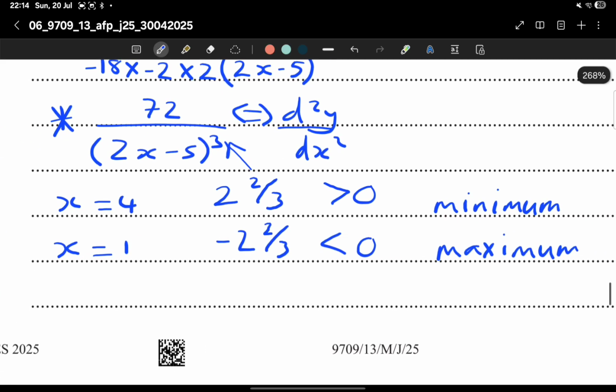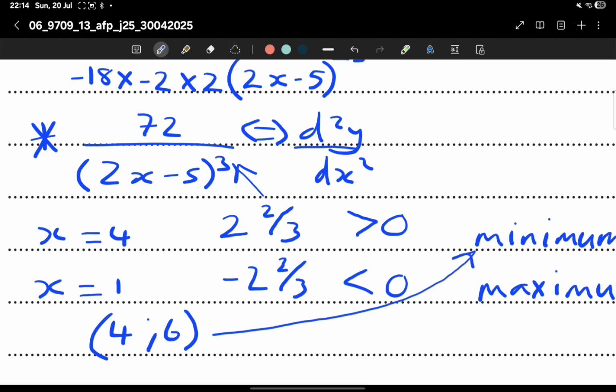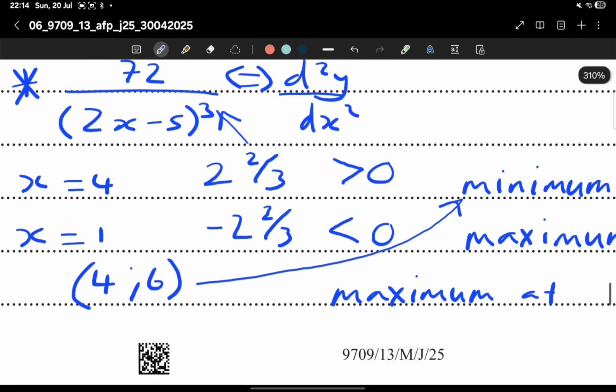So now we know that our graph has a minimum at (4, 6) and a maximum at (1, minus 6).